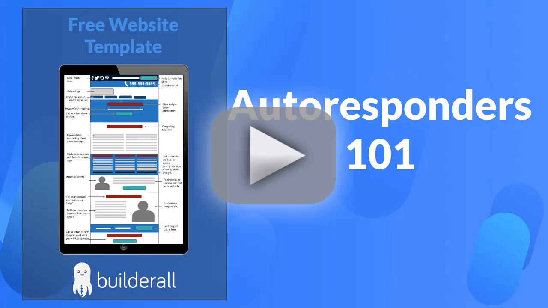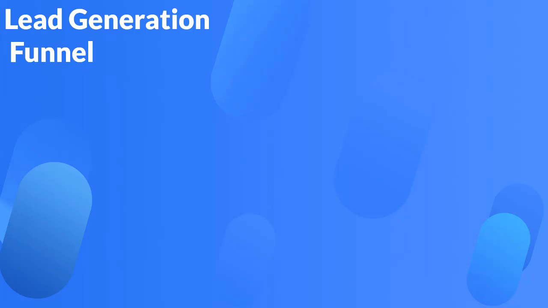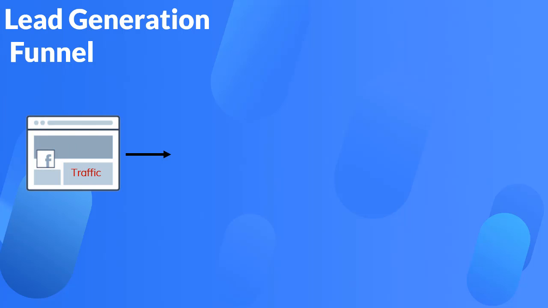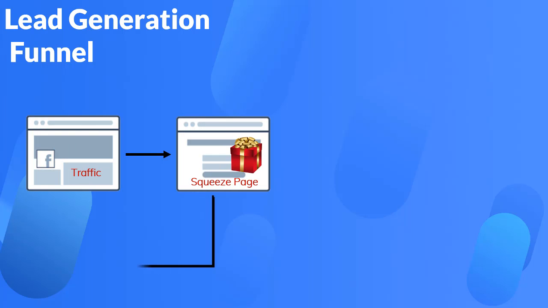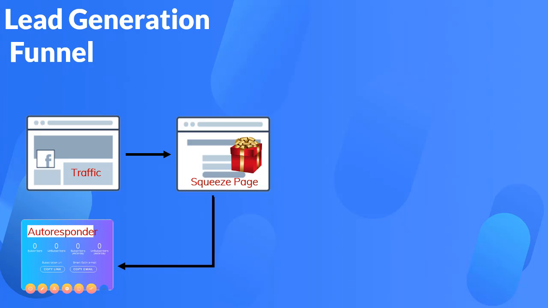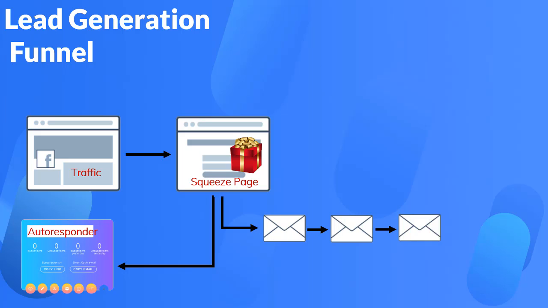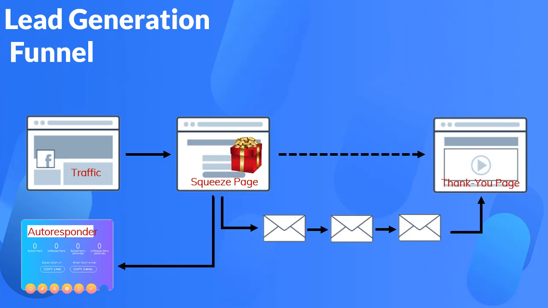In this video, I'm going to introduce you to the concept of autoresponders, and I'm also going to show you where they fit into our lead generation funnel. So let's just quickly refresh our memories by taking a quick look at that lead generation funnel. You'll remember that once they opted into your squeeze page, their details were stored on a list in your autoresponder. And then this autoresponder goes ahead and sends out an automated email sequence to your new subscribers.